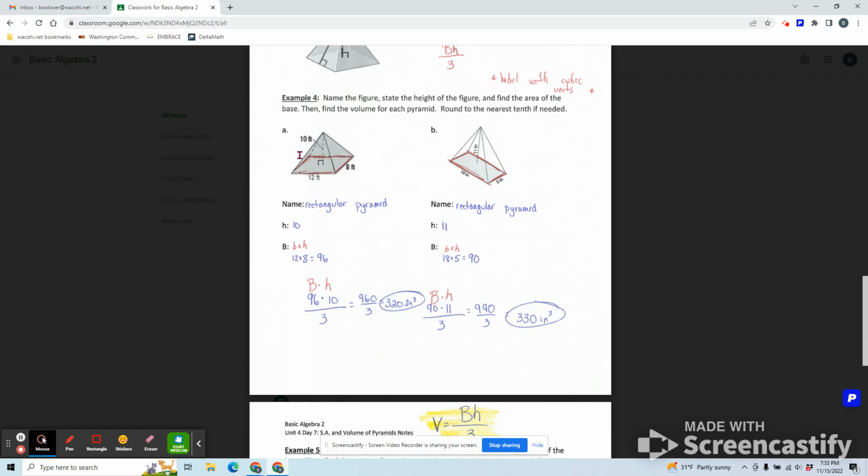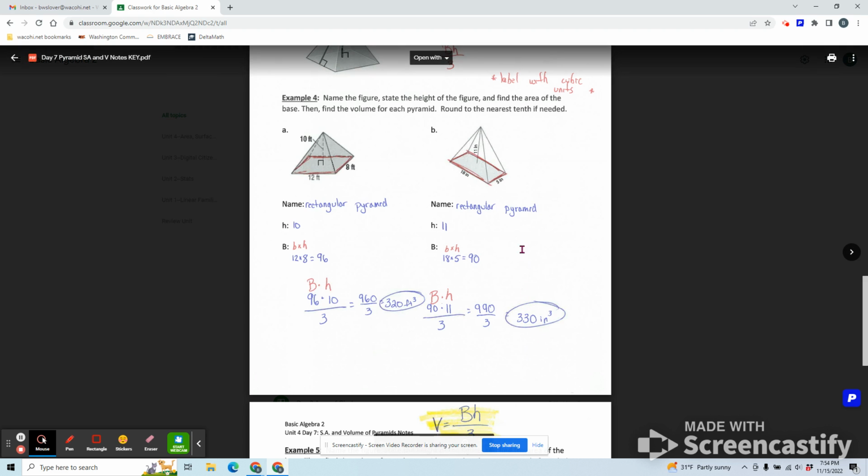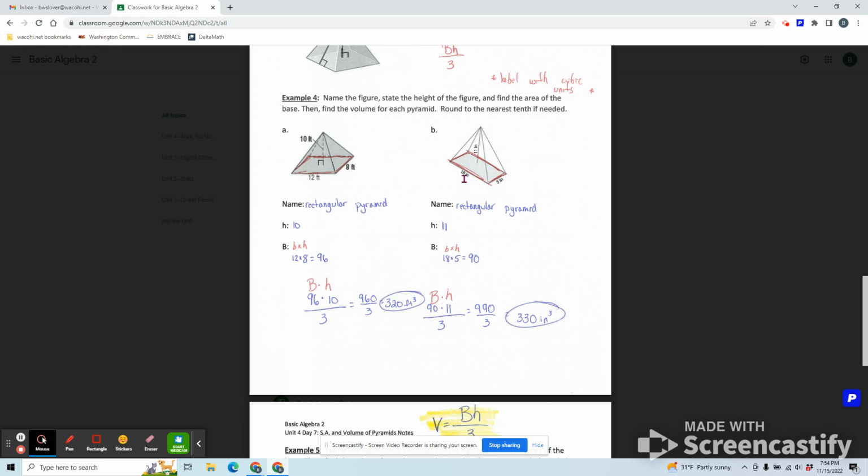So here's my base. It is a rectangle, so it's a rectangular pyramid. The height of the figure is 10. The area of my base is base times height, which is 12 times 8. So the area of the base times the height divided by 3 gives me 320 cubic feet. Letter B is the same idea, rectangular pyramid, 18 times 5 gives me the area of my base. The height of my figure is 11. Plug that in. 90 times 11 divided by 3 is 330 cubic inches.